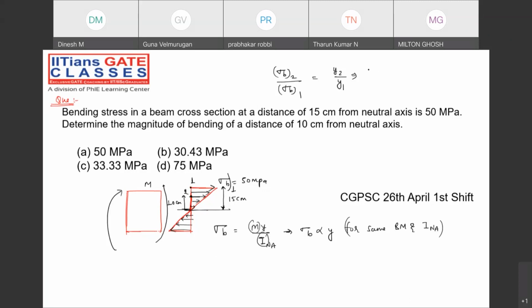So what will be the y2 value? 10 centimeter, and y1 is 15 centimeter. So sigma b2 value will be 10 by 15 into 50. What will be the answer? 500 by 15. If you calculate, 33.33 will be coming, right? Check it out. All of you, please verify it.